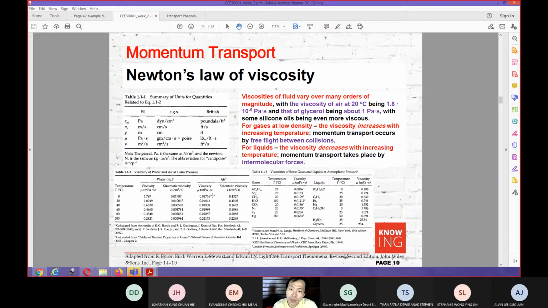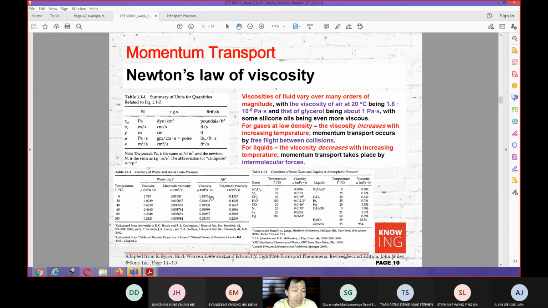Air, the viscosity increases with increasing temperature. Why is that? You can go into the Bird book and it will be explained that, for liquids, the viscosity decreases with increasing temperature because the momentum transport takes place by intermolecular forces. So as you increase the temperature, the intermolecular forces get weaker. That's why the viscosity decreases.